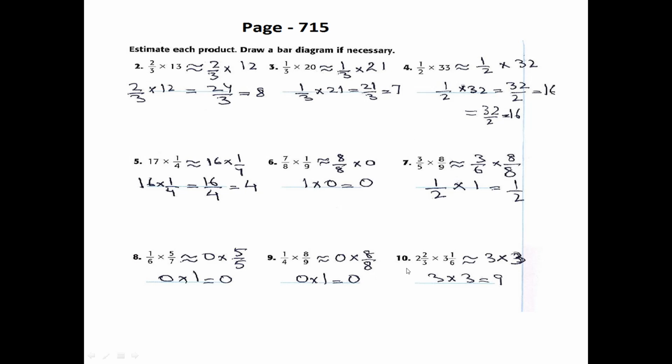And our last question is number 10. 2 and 2 upon 3 multiplied by 3 and 1 upon 6. We will estimate it. 2 and 2 upon 3 will become 3, and 3 and 1 upon 6 will become 3. 3 multiplied by 3 is 9. 9 is the answer to question number 10.